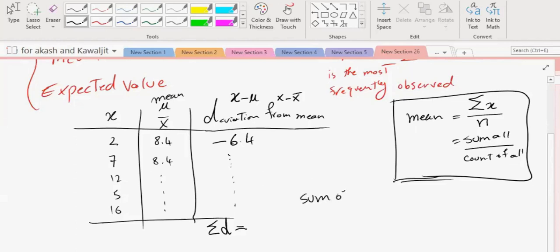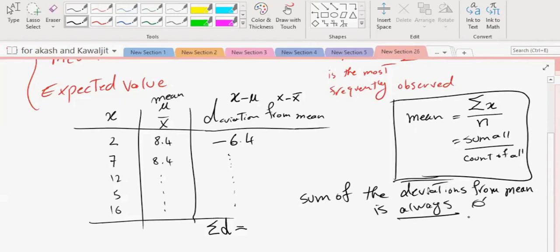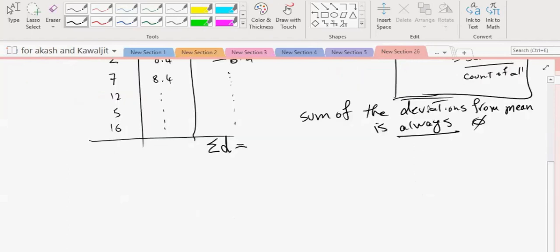The sum of the deviations from the mean is always zero. Okay? And that is why everybody has been so interested in the mean. What is the meaning of the sum of the deviations being zero?